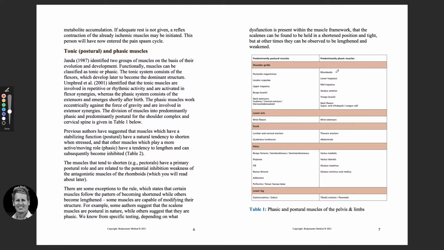Like the rhomboids, the lower traps, mid traps, etc. But it's typically as a consequence. So you could argue that the postural muscles control the phasic muscles. So if the pecs are tight, it causes an inhibition weakness to the rhomboids. But let's have a look at that as we go through.